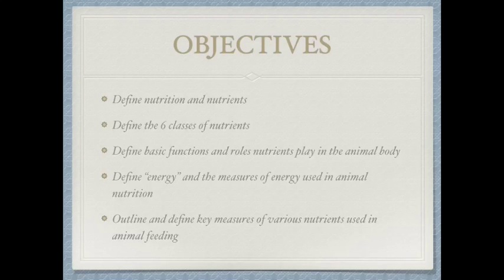The specific objectives for these 3 videos that you'll be watching about nutrients is to define nutrition and what nutrients are. We're going to take a look at the 6 classes of nutrients and also describe their basic functions and roles they play in the animal's body. We're going to define energy, how we measure energy, and how we describe energy in animal nutrition. And we're also going to outline and define the key measures of various nutrients and how we estimate them in livestock feeding or animal feeding.